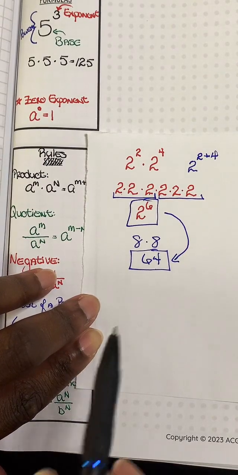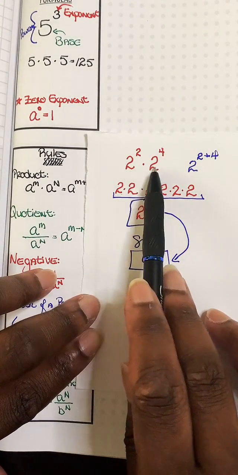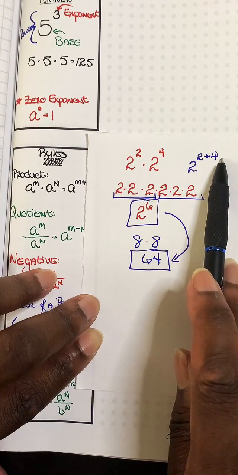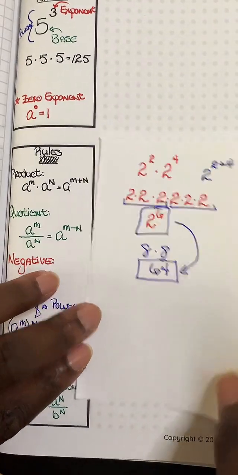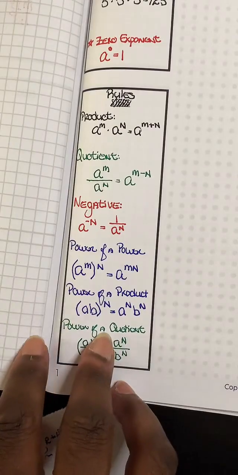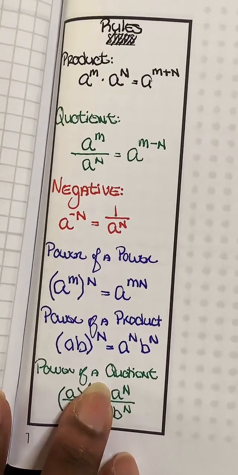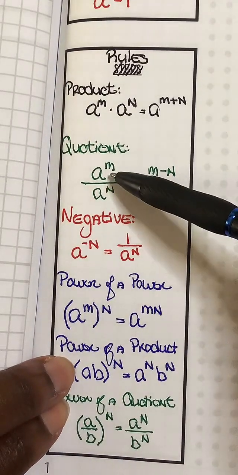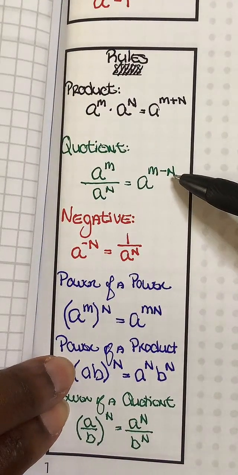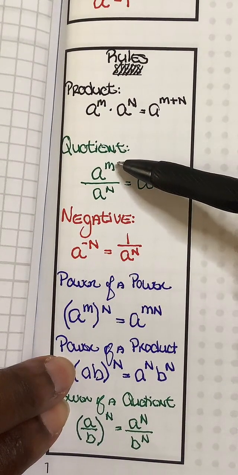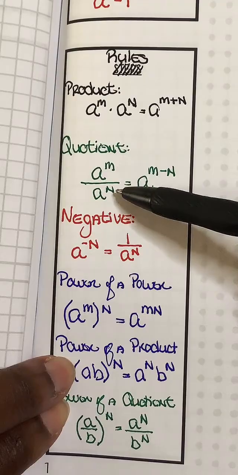Okay. So product rule, when they have the same base, you're adding the exponents. Now, if I look at the quotient rule, it is when I'm dividing, hence the name quotient, okay? So when I'm dividing, I'm subtracting the exponents. And you always start with the exponent in the numerator minus the exponent in the denominator.